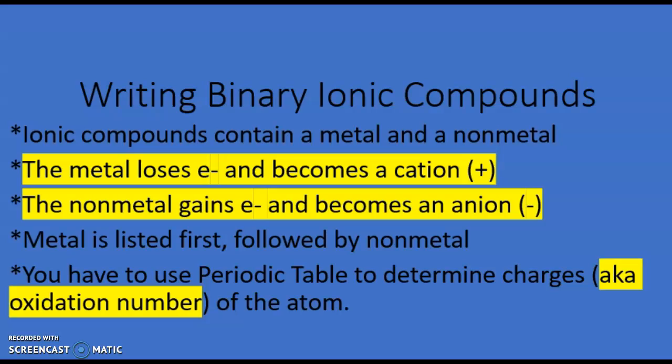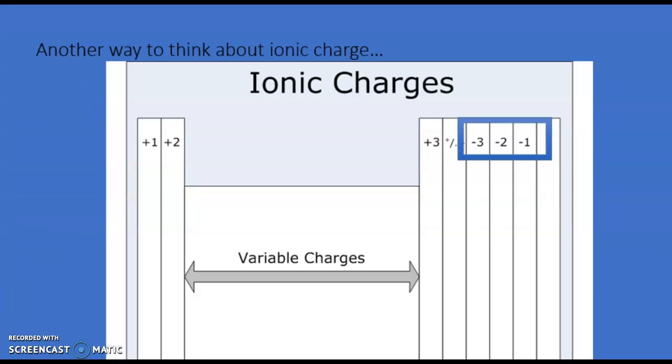But when you're talking about non-metals, you look not at the group number, but at how many they need to gain in order to become complete, and that will be a negative number. For example, all of the elements in group 7 have 7 valence electrons, and they need 1 to be complete. So their oxidation number is -1.